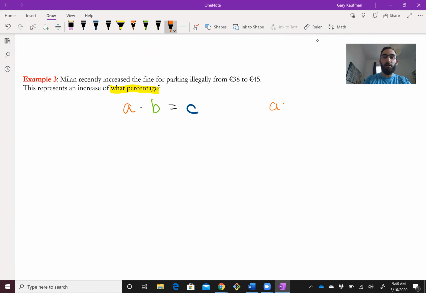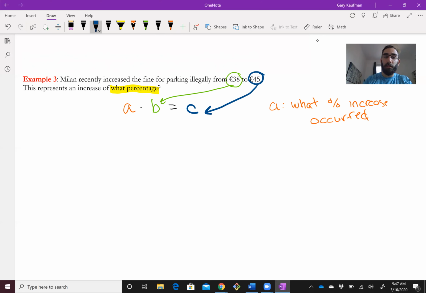We're saying, okay, what percentage increase occurred? Now, our starting value is 38, and where it went to was 45. Now, there's different ways of doing this one as well.